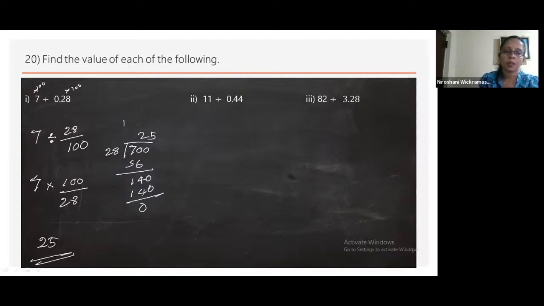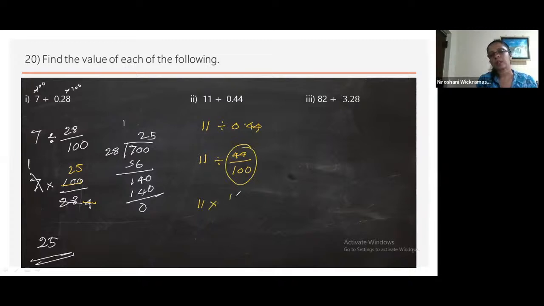Even mentally, you can do it like this. Over the line 7, 100, below the line 28, which is 4 times 7. Now you can divide 100 by 4, that is 25. This way also you can do it. 11 divided by 0.44. 11 divided by 44 over 100, which means 100 in the denominator. 11 into, write the reciprocal with a multiplication sign, 100 over 44. Now how many 11s in 11? 1. How many 11s in 44? 4. 100 divided by 4, 25.